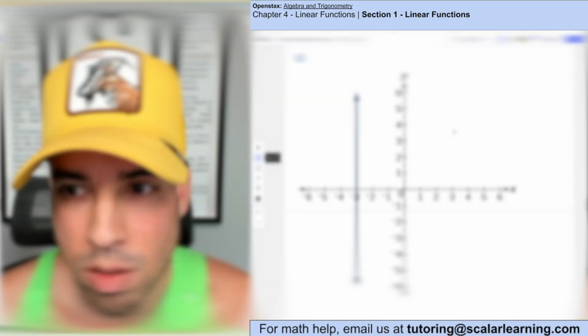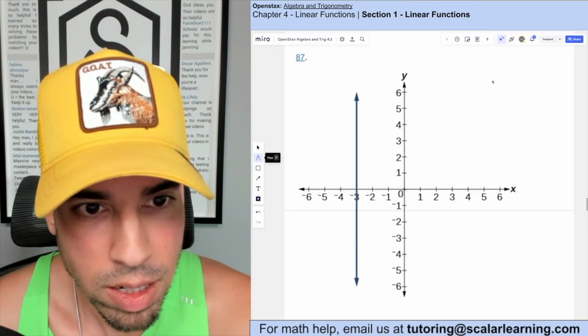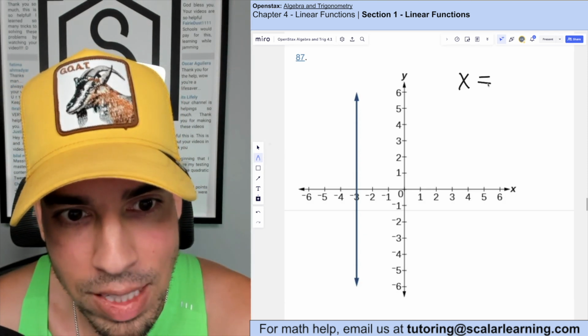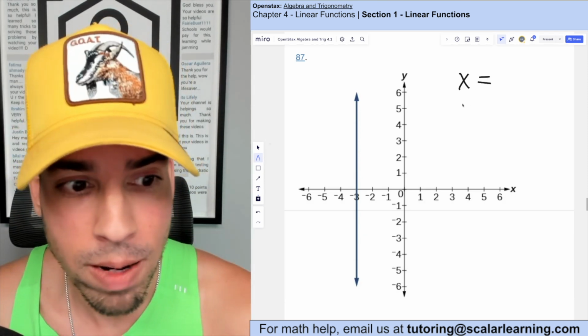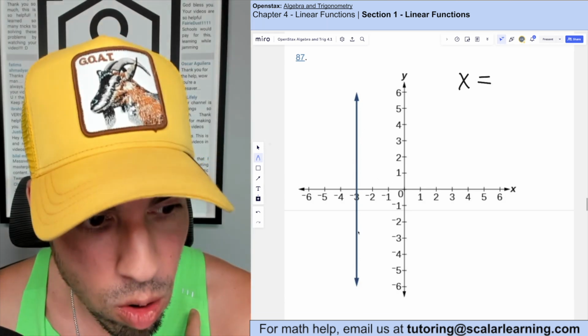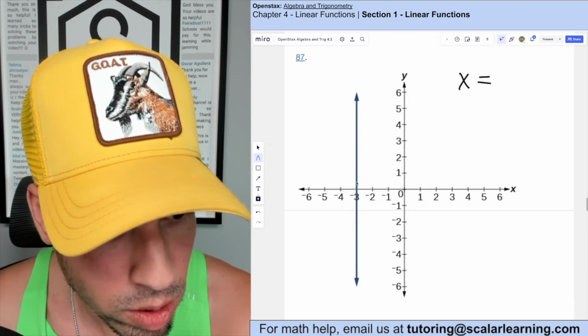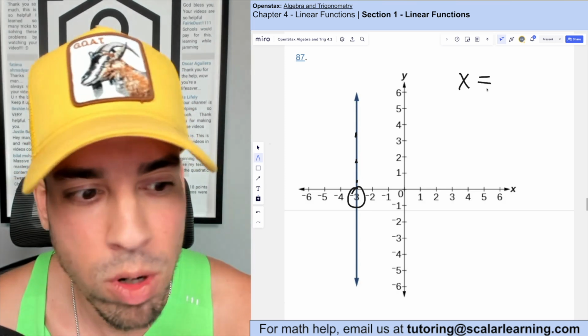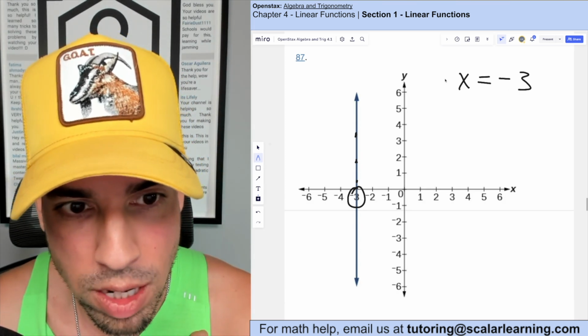Boom, done. Now for this line, this is a vertical line. As we've mentioned before in previous explanations, a vertical line is always x equals some constant. There's no y. Now, how do we determine what that constant is? Well, what is the x value in all of these instances on the line? It's always -3, right? -3, -3, -3. Therefore, the equation for the line is x equals -3.